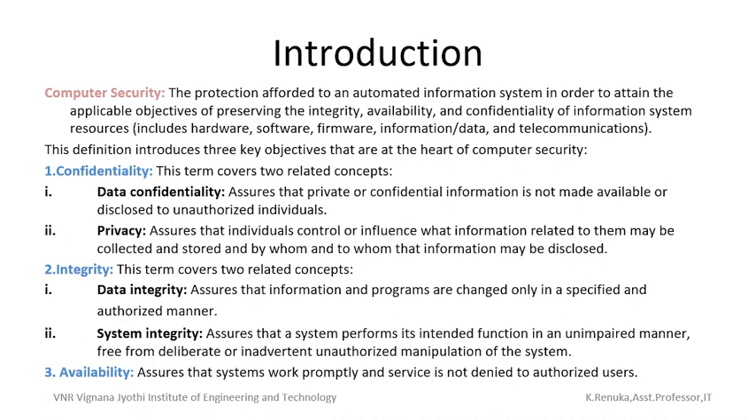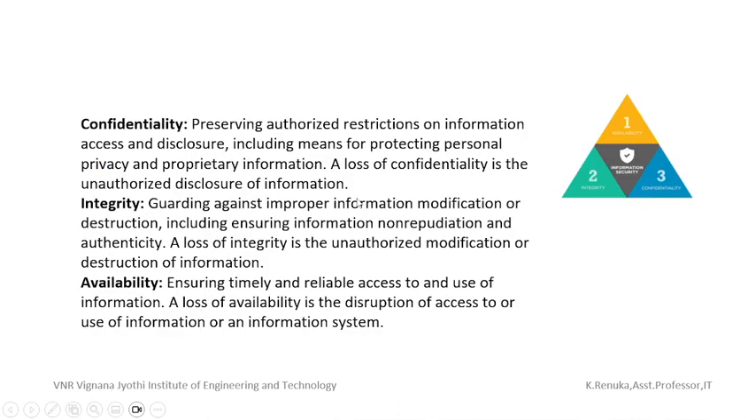Availability assures that systems work promptly and the service is not denied to authorized users. That is, the service should be available to all the authorized users. That is called availability. So this is the CIA triad: confidentiality, integrity, and availability.